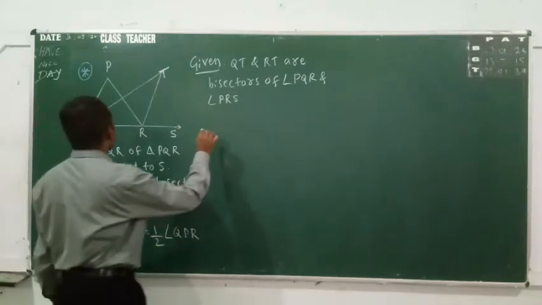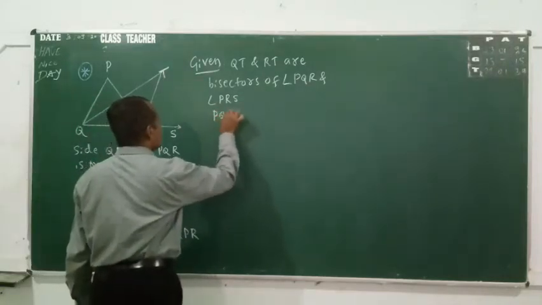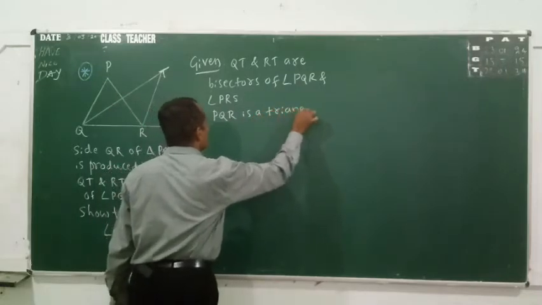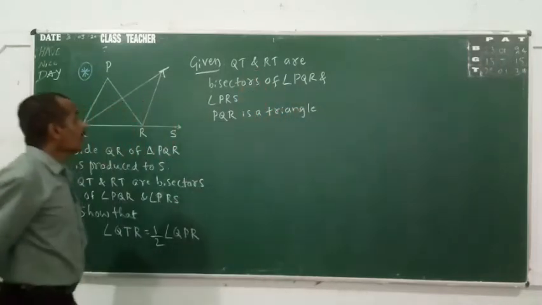I can further write PQR is a triangle. PQR is a triangle. I can add it.